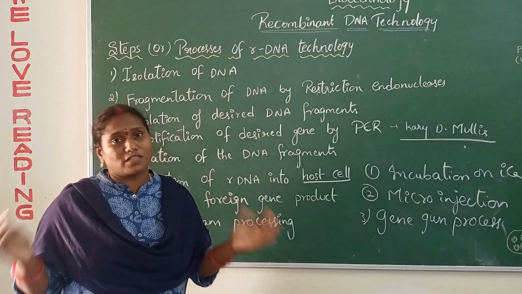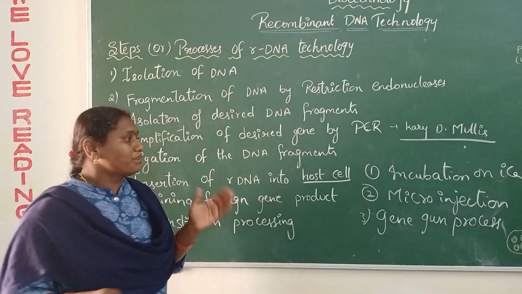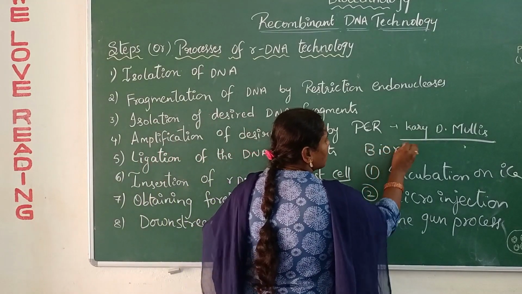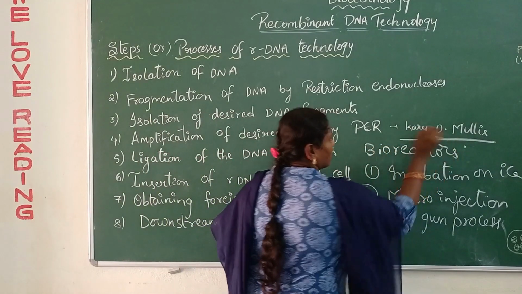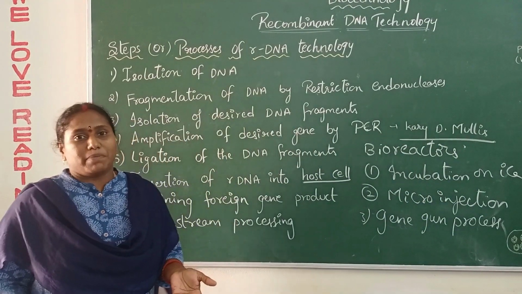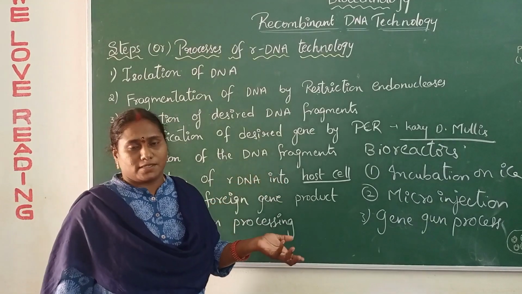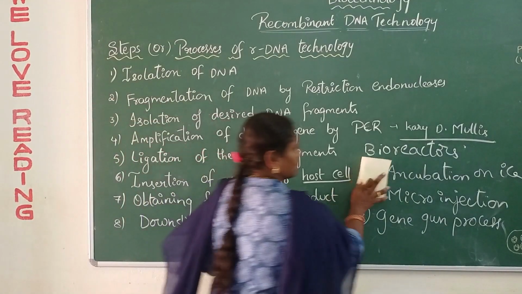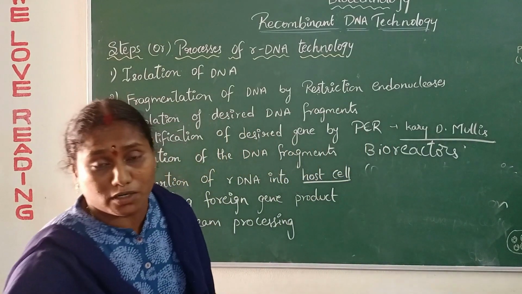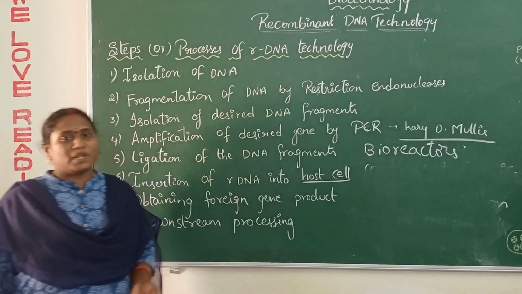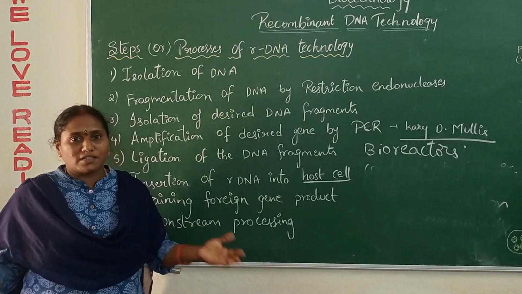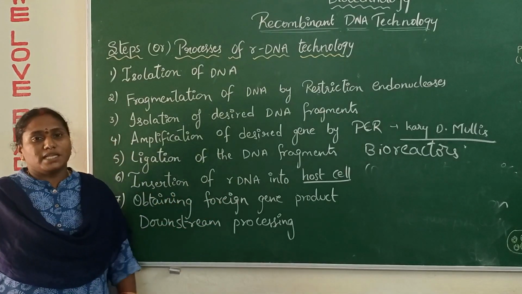We need a very large scale. So, for that we are using an important material called bioreactors. These bioreactors play a very important role. Nearly 100 to 1000 liters of material can be produced in these bioreactors. Several things will be controlled in this bioreactor, as I said before, temperature, etc. So, these bioreactors play a very important role to produce a large scale of foreign gene products.